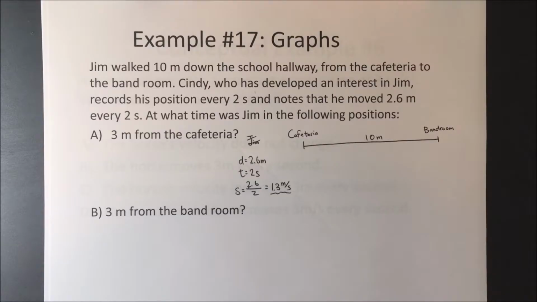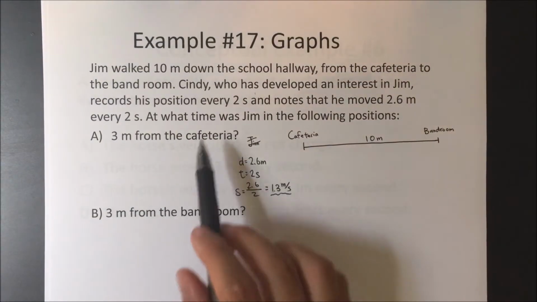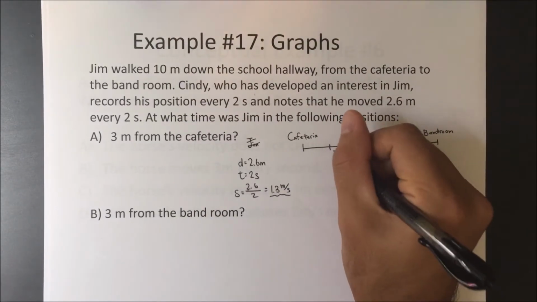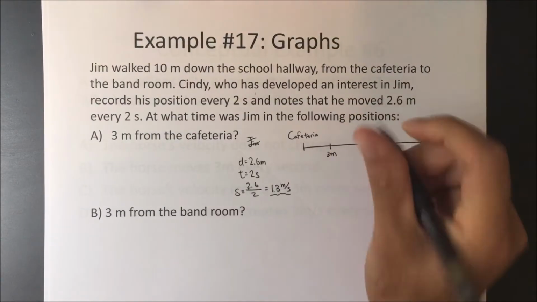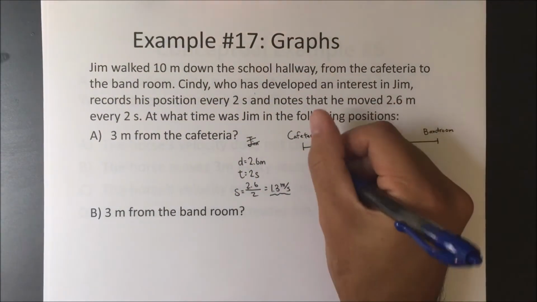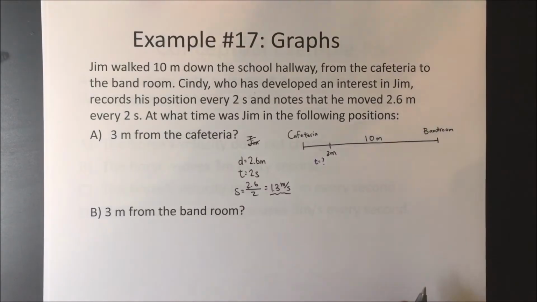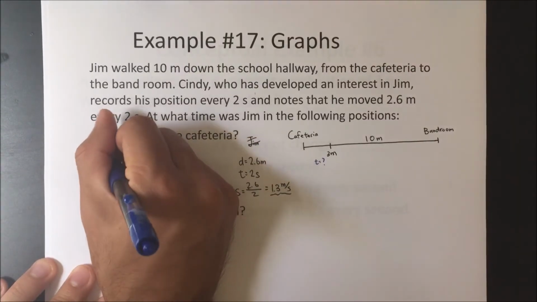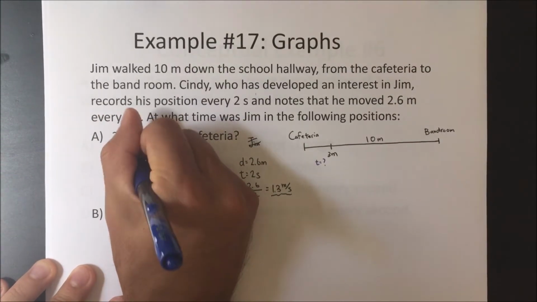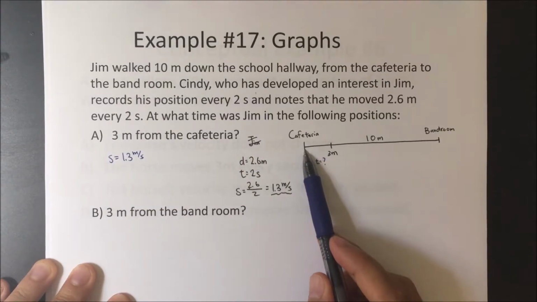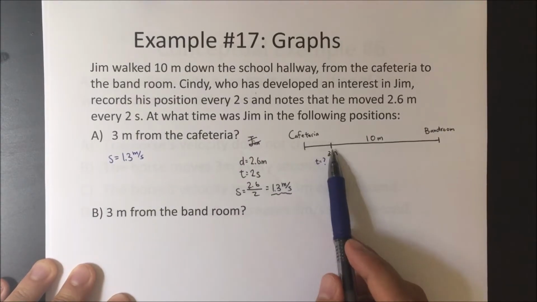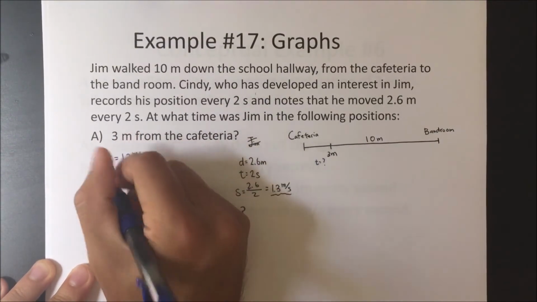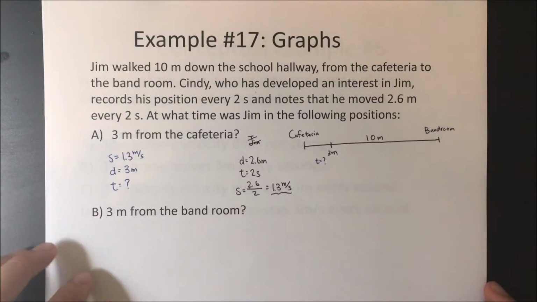So what we want to find out is at what time was Jim in the following place, 3 meters from the cafeteria. So we want to find out how long it takes him to travel these 3 meters, the time. So what we know is his speed is equal to 1.3 meters per second. We want to find out the time it takes him to travel 3 meters, so the distance is equal to 3 meters, and we want to find out how long that takes.